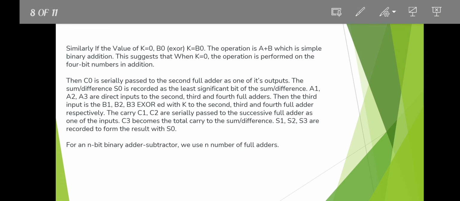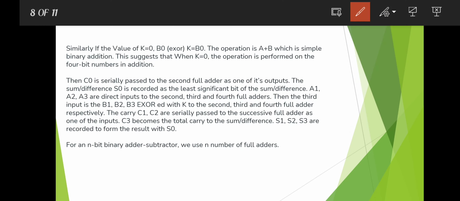Similarly, if the value of K is equal to 0, B0 XOR K is equal to B0, and the operation is A plus B, which is simple binary addition. This suggests that when K is equal to 0, the operation performed on the 4-bit number is addition. Then C0 is serially passed to the second full adder as one of its inputs. The sum or difference S0 is recorded as the least significant bit of the sum or difference.